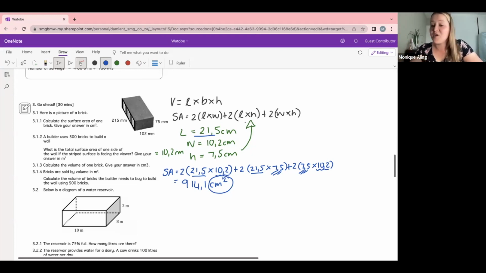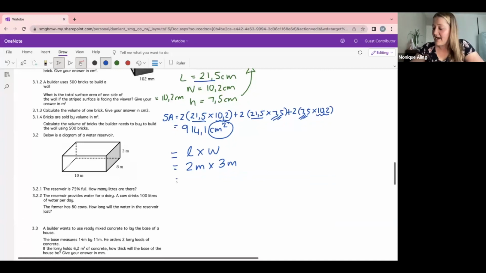Generally when you're working out the area of something, you are saying length times width. For example, 2 meters times 3 meters. This is just an example. You'll get your answer of 6. And as you can see, it's meters times meters. There are 2 meters there, so it's meters squared. So area is always going to be squared.